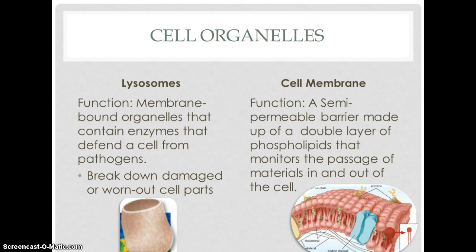It's made up of a double layer of phospholipids, which have hydrophilic and hydrophobic parts. In addition, the cell membrane is also called a fluid mosaic. It gets the term fluid mosaic from the proteins, the protein channels, cholesterol that are embedded within the cell membrane.